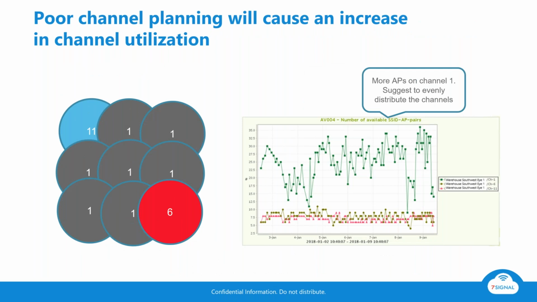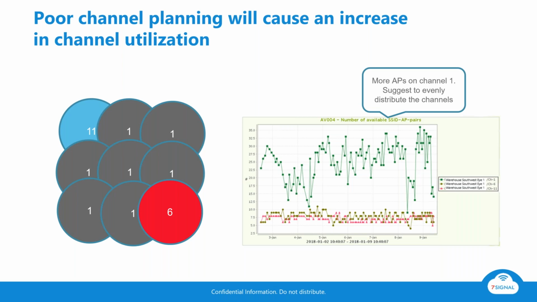All right. This is a great one that shows what can happen with utilization whenever you have an uneven distribution of channels. The graph on the right actually shows SSID AP pairs, but it could as easily be channel utilization. And you can see that channel 1, in green, is obviously much more heavily used. No surprise there. If those channels were more evenly distributed, of course, we would see a more balanced utilization.